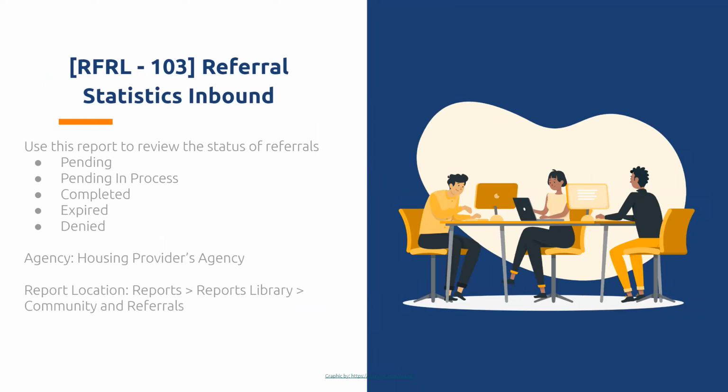The final report is the 103 referral statistics inbound report. Use this report to review the status of the following referral activities: pending in process, completed, expired, and denied referrals. And like the other reports, this information is suited to housing providers agencies. But unlike the previous reports, this report is a canned report, and it's available in the report library in the community and referral section. Next screen, please.